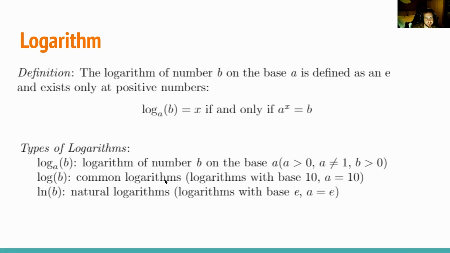Types of logarithms. So log a of b is the logarithm of number b on the base a. So a is always going to be greater than 0, a cannot equal 1, and b is going to be greater than 0. Sometimes they won't give a base number there, and you would just assume it's 10 for a logarithm. So it would be log base 10 of b in brackets.